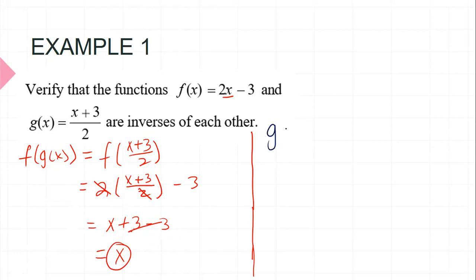Now I'm going to do g composed of f of x, which means now I'm taking 2x minus 3. I said I tried. Thank you. I tried. I'm sorry.